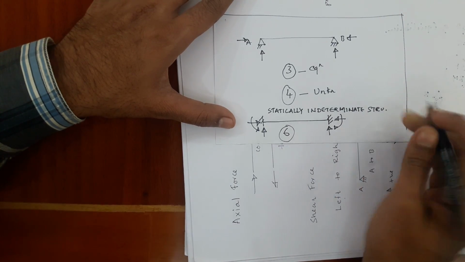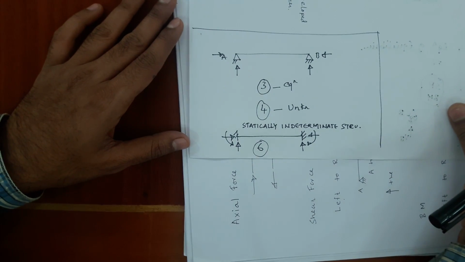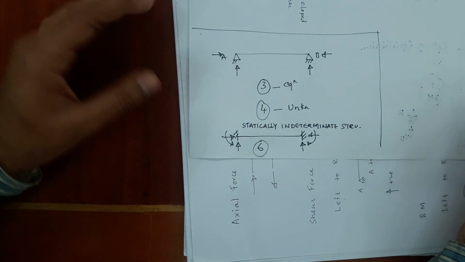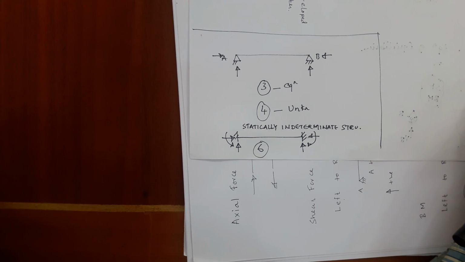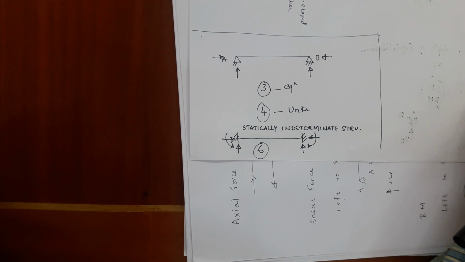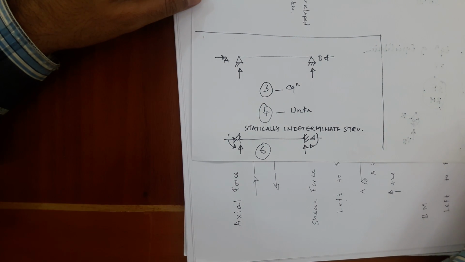So I will just define once again the meaning of statically determinate structure and indeterminate structure. The structure which can be analyzed by just using equations of equilibrium is known as statically determinate structure, and the structure which cannot be analyzed by just using equations of equilibrium, that structure is known as statically indeterminate structure.